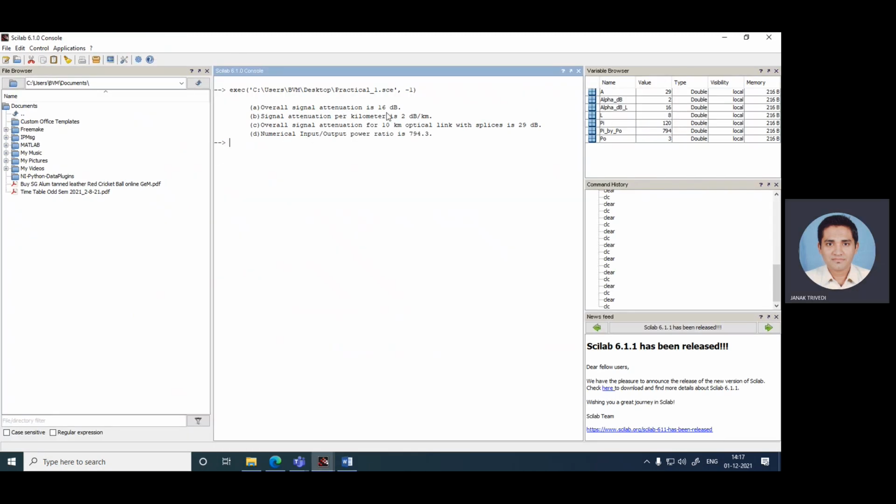So overall signal attenuation is 16 dB. Signal attenuation per kilometer is 2 dB per kilometer. Overall signal attenuation for a 10 km optical link with splices is 29 dB. And numerical input-output power ratio is 794.3.